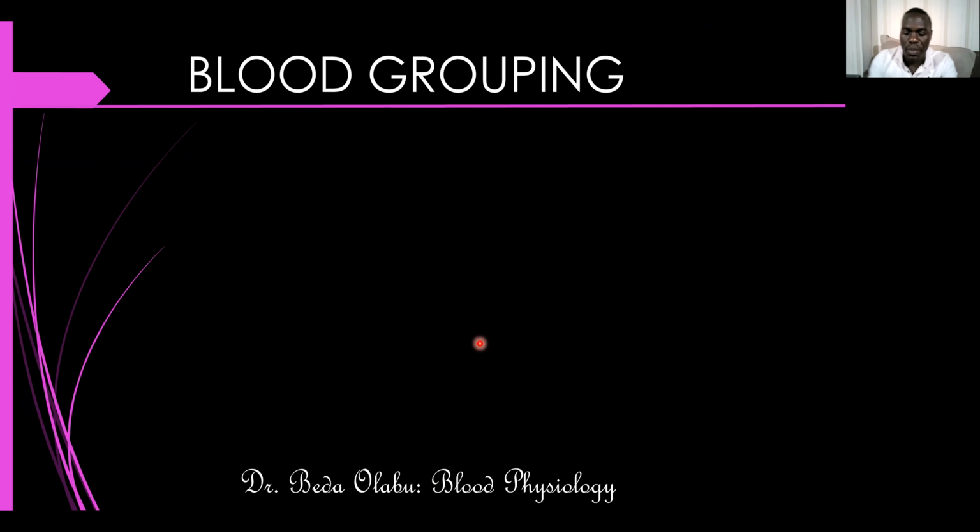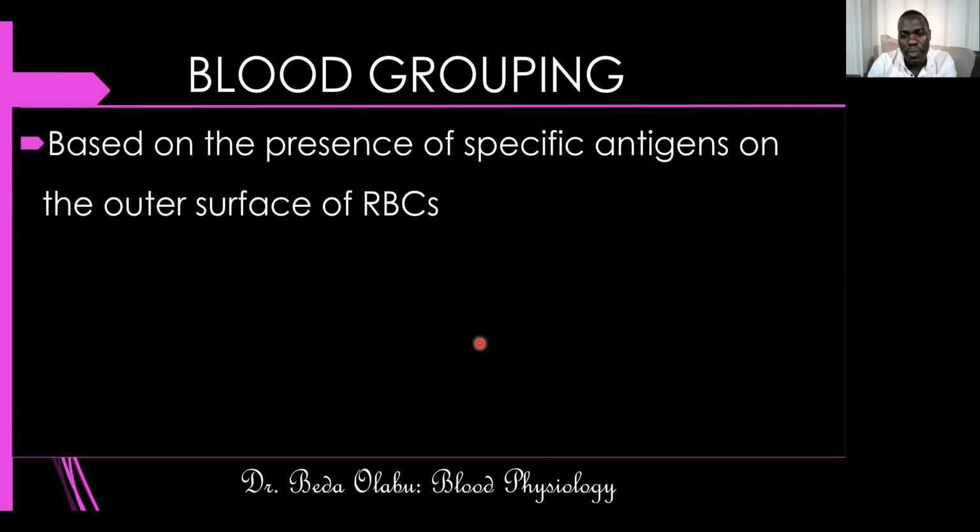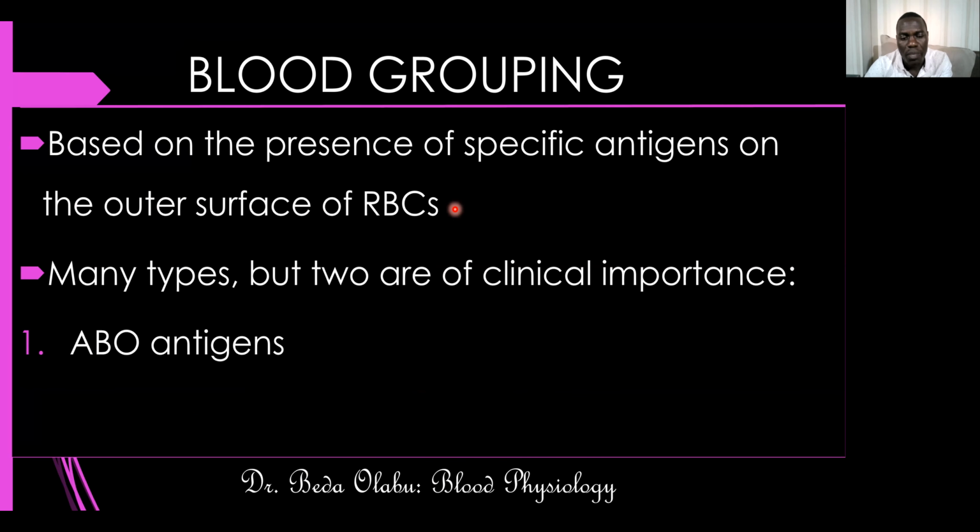Now let's talk about blood grouping. So blood group basically refers to the presence of antigens on the outer surfaces of red blood cells. Which kind of antigens are we talking about? There are many antigens present on the cell membrane of red blood cells. But the antigens which are of clinical importance, and so the ones that are of medical importance, are two types of antigens. We have the ABO antigens and the rhesus antigens.